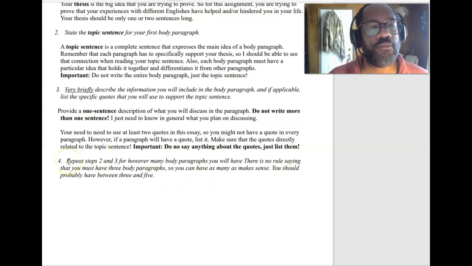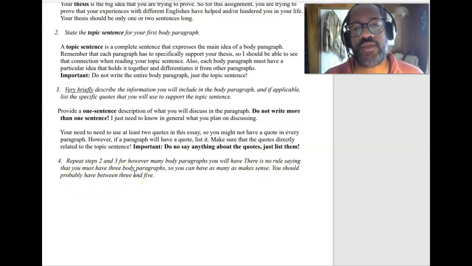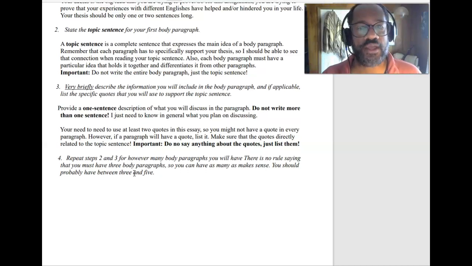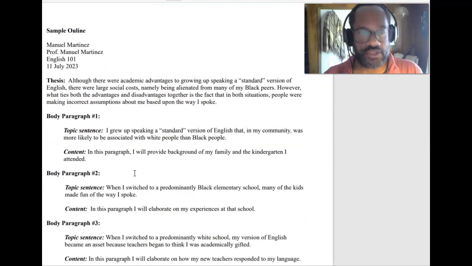And then number 4, repeat steps 2 and 3 for however many body paragraphs you will have. There's no rule saying that you must have 3 body paragraphs, so you can have as many that make sense. You should probably have between 3 and 5, just because that's, for the length of this essay. Okay, so let's look at what this actually looks like.